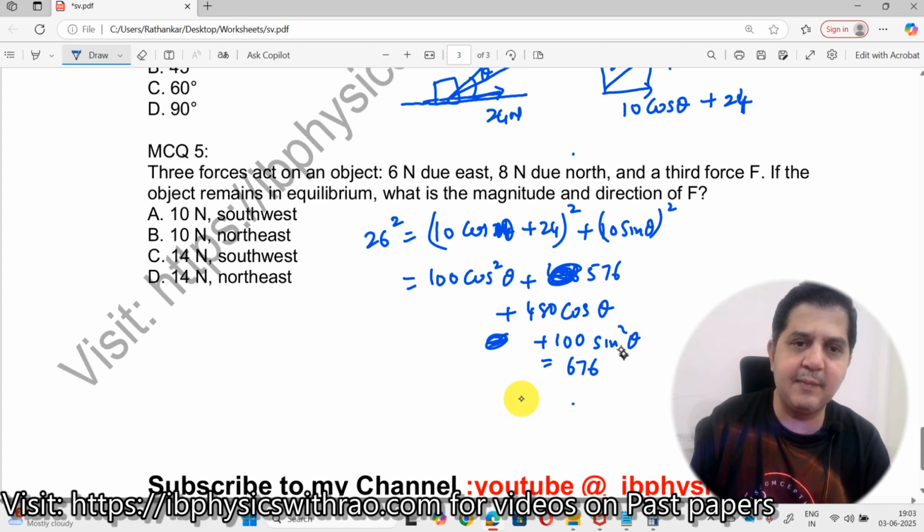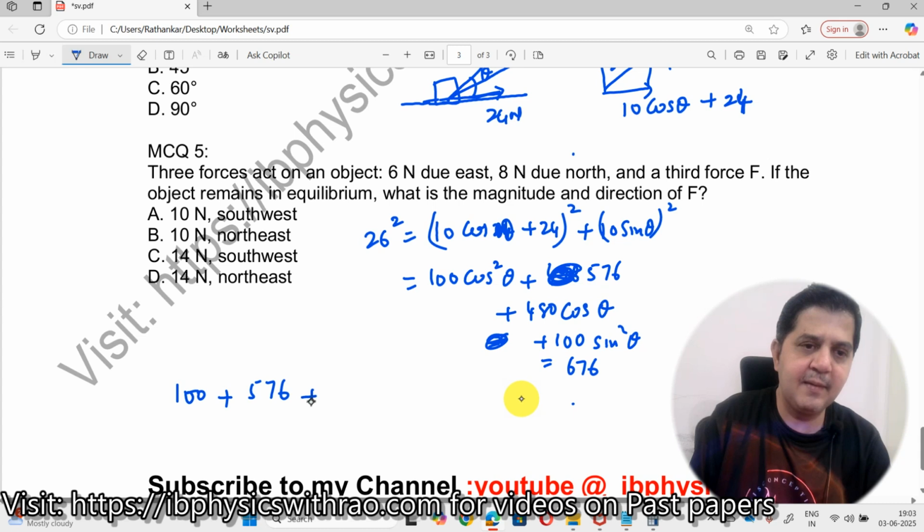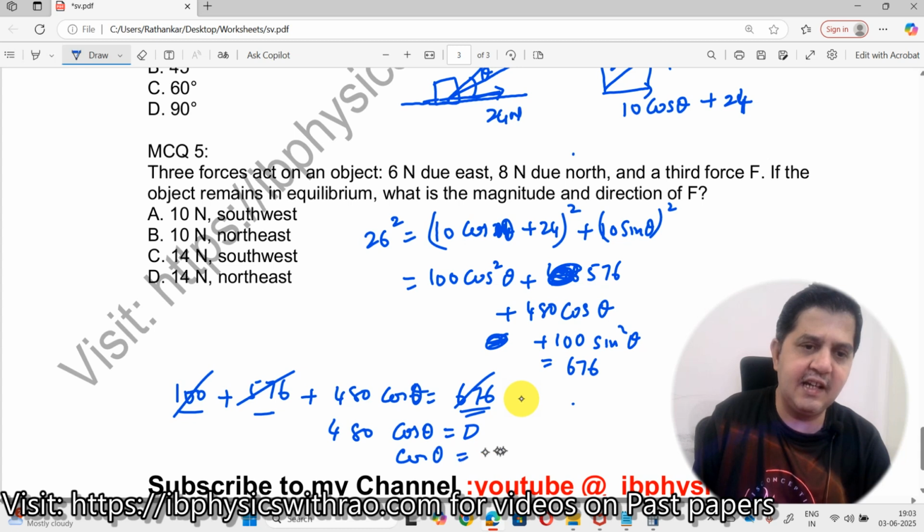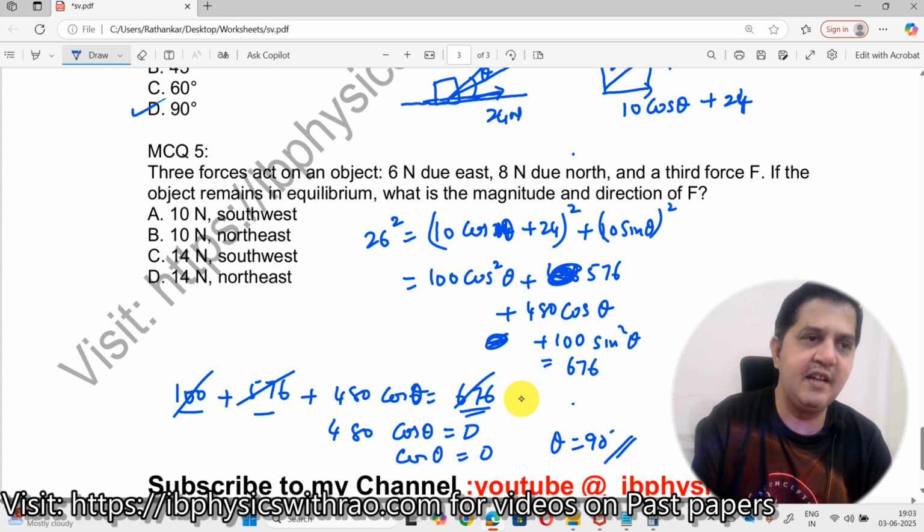So let me simplify this. Cos square theta plus sin square theta becomes 1. So I will write this as 100 plus 576 plus 480 cos theta is equal to 676. Now 100 plus 576 is 676, and here also 676. So these two will cancel, right? So I will get 480 cos theta equal to 0, or cos theta equal to 0. When will cos theta become 0? When theta becomes equal to 90 degrees. So therefore the answer is D over here.